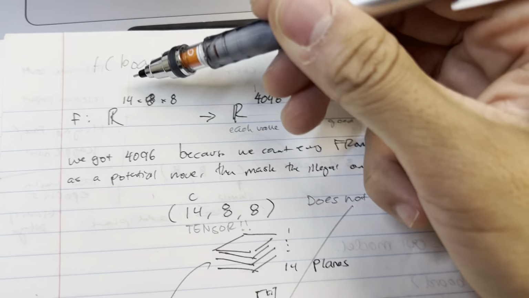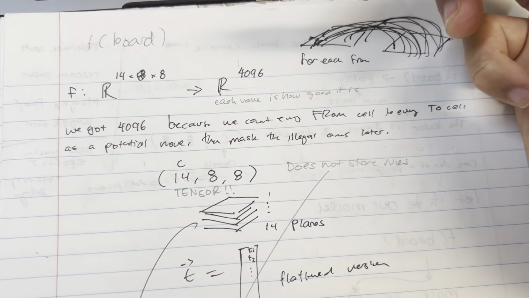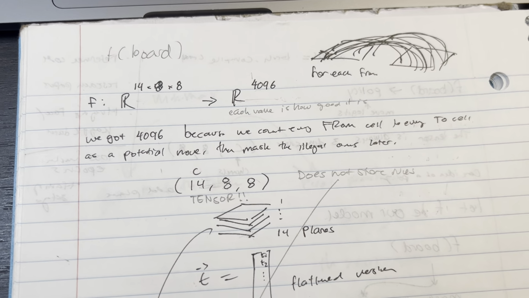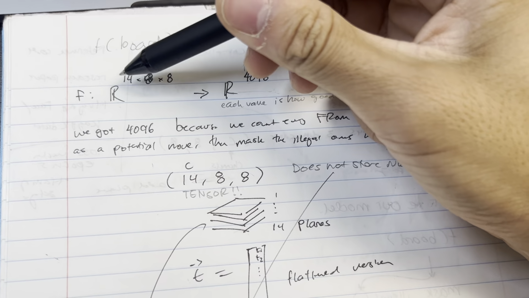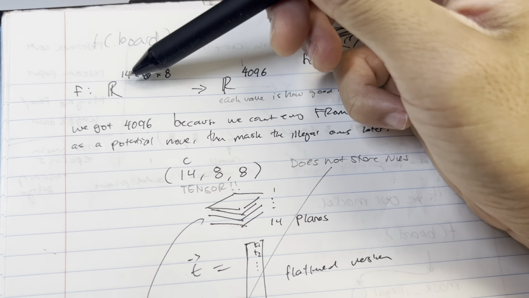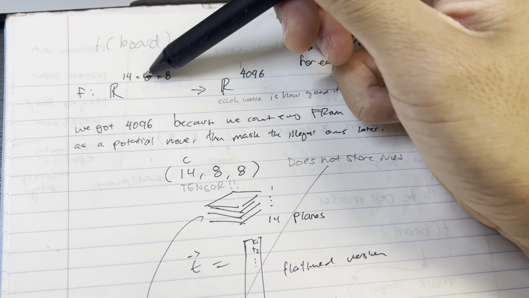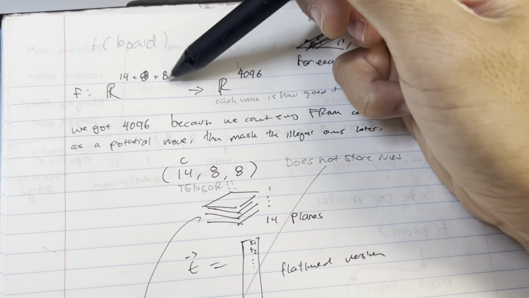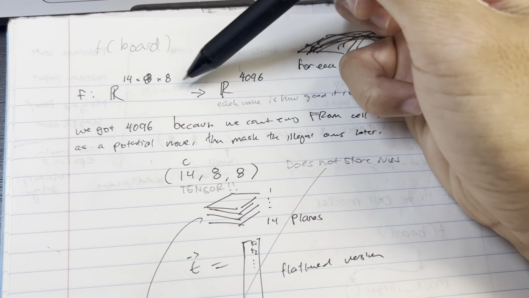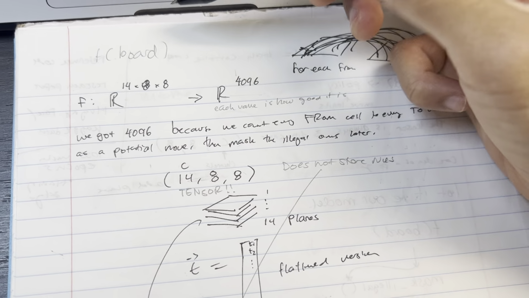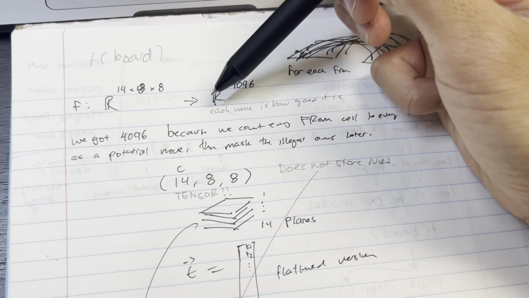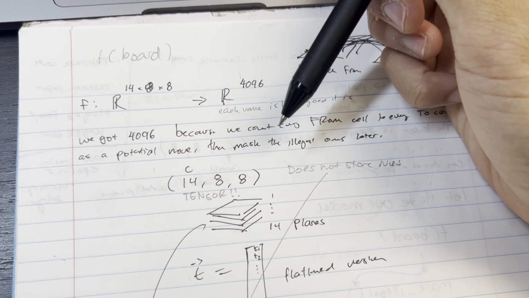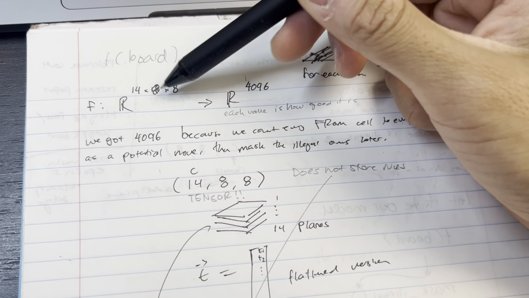We represent the board as a tensor, being in my own words a compressed, easy to compare version of a vector, where we have things like the number of planes, the board width, and the board height. So these are representing the dimensions. And we output this, R to the 4096. This does not equal this.